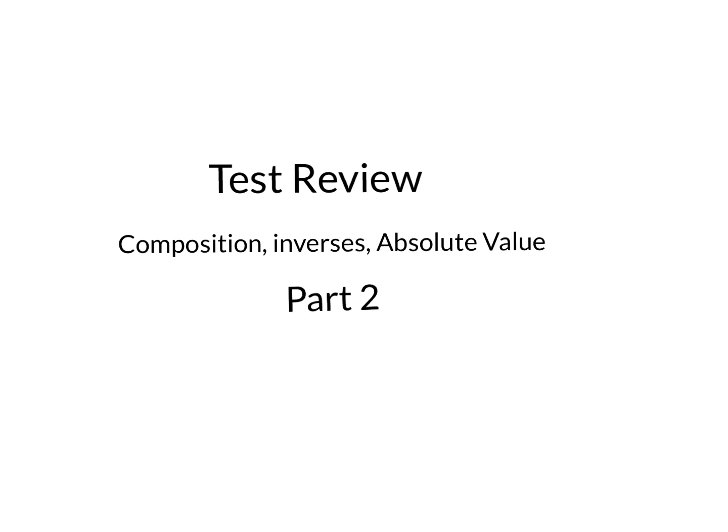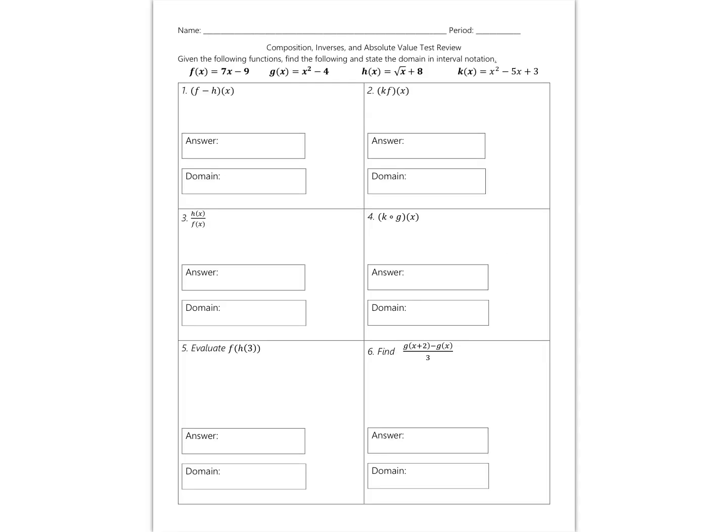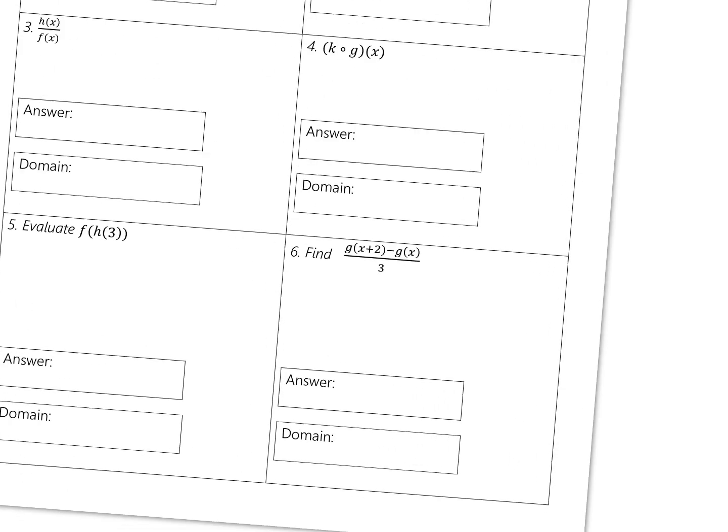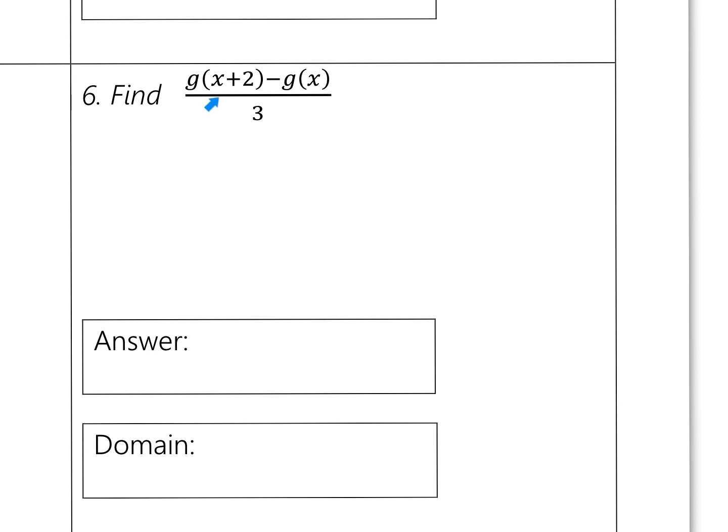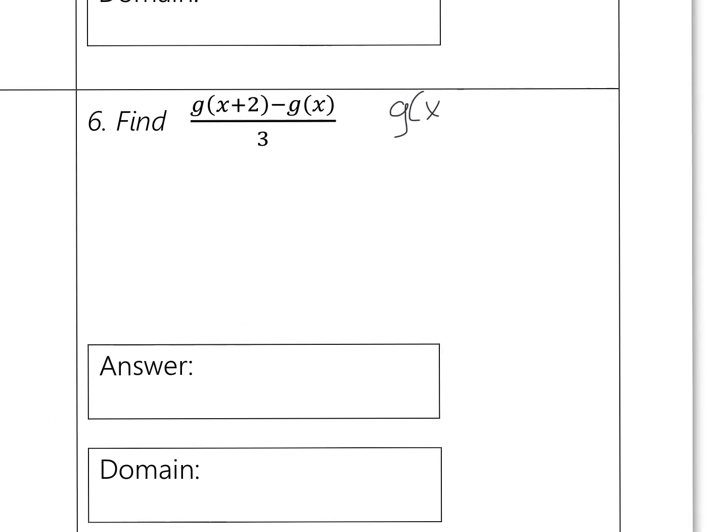Okay, in part 2 of this test review, we are going to start with number 6. So let me zoom in here. This one we have the function g of x plus 2 minus g of x. So here we're going to plug x plus 2 into the function g of x. Let me go ahead and write down g of x real quick. g of x is equal to x squared minus 4.